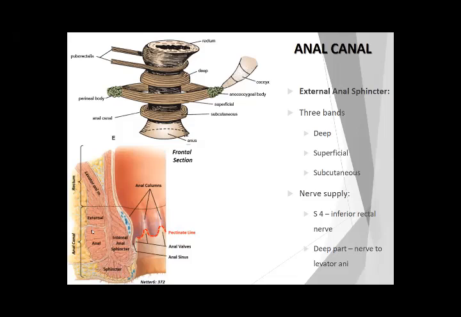The nerve supply of the external anal sphincter comes from S4 through the inferior rectal nerves. So this external anal sphincter is supplied by the inferior rectal nerve. Inferior rectal nerve is a branch of the pudendal nerve, which is a somatic nerve. Okay? So the external anal sphincter is supplied through the inferior rectal nerve, while the internal anal sphincter has autonomic supply, sympathetic and parasympathetic.